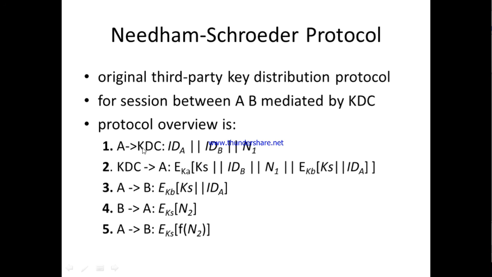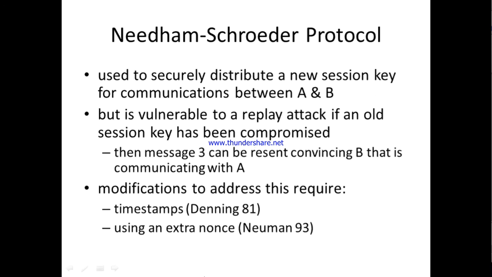First, along with the KDC, A and B, that is the sender and receiver, must share their master keys. So those master keys are nothing but KA and KB. By using those, they are going to perform the further encryption to share this secret key, right? Then the session key is used for encrypting the further messages. So this is called the Needham-Schroeder protocol, and whatever I have explained is to secretly distribute a new session key for the communication between A and B.